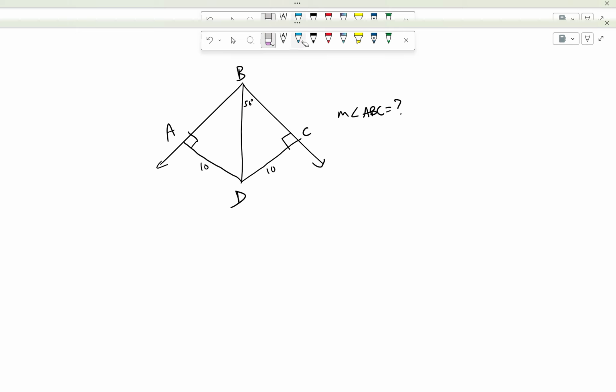So 56 degrees being this one, well, it means that these two guys are congruent, right? ABD and DBC. Therefore, ABC, the entire angle, would have to be twice that, 56 plus 56, which is going to be really just equal to 112 degrees. Straightforward. Okay, next.